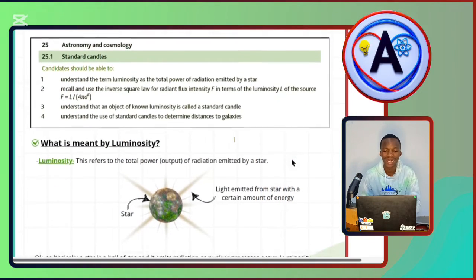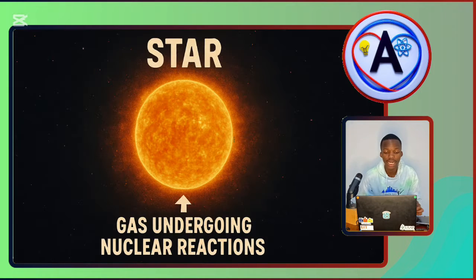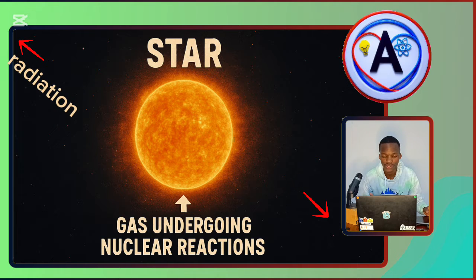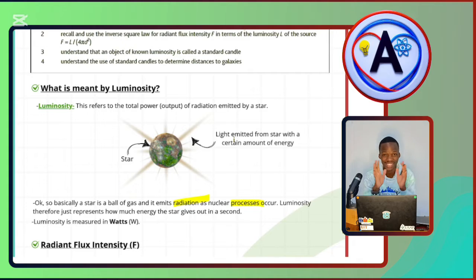So first of all, we start from a star, right? In astronomy, we start from a star. So basically a star is a ball of gas that emits radiation as nuclear processes occur. Luminosity is a particular concept that revolves around understanding what I just said. If you have notes, write this down: luminosity basically refers to the total power output of radiation that is emitted by a star.